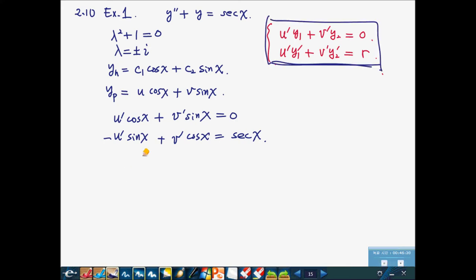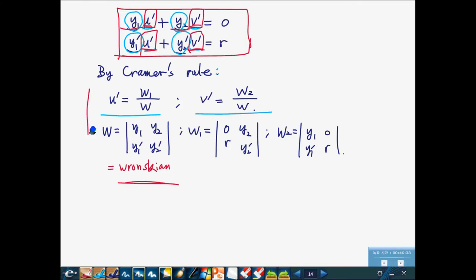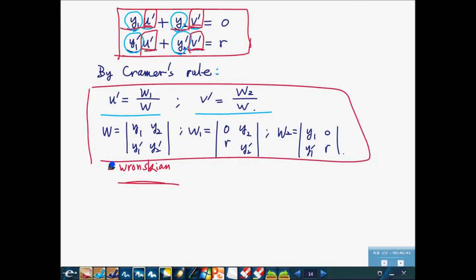So if you solve it using Cramer's rule, you're ready now here, right? And you have to apply Cramer's rule. I'm going to give you Cramer's rule too, so don't worry about memorizing it. Just understand it, all right?